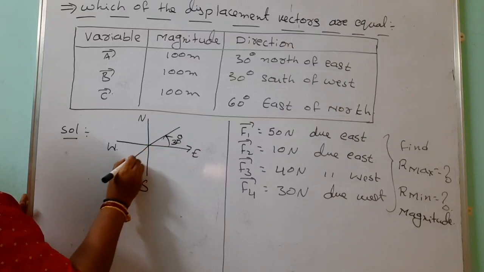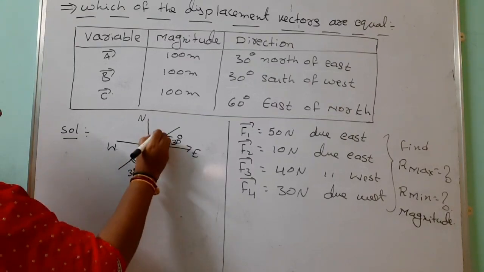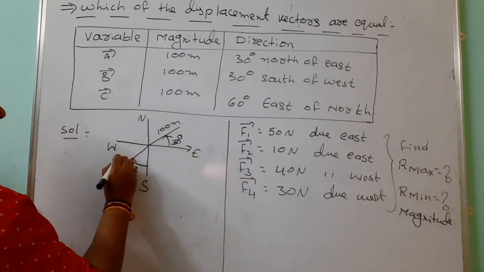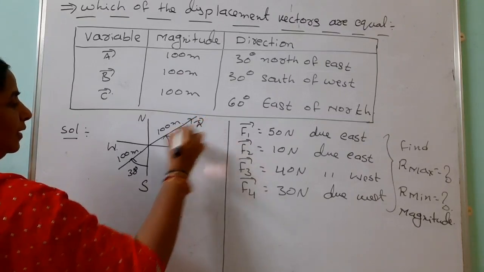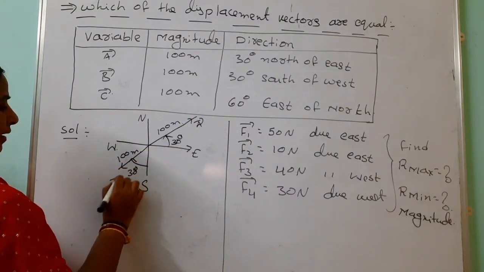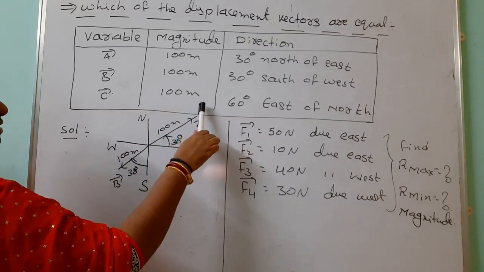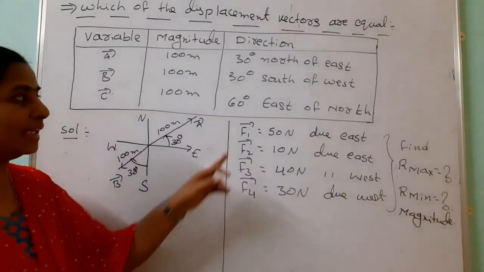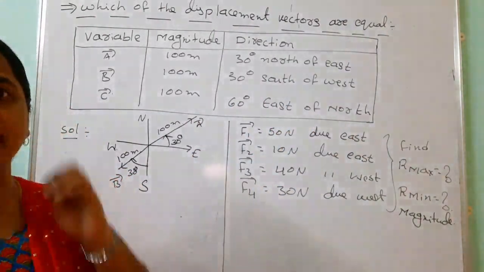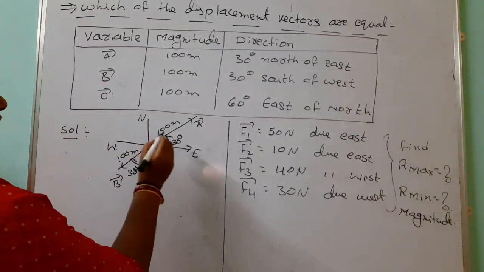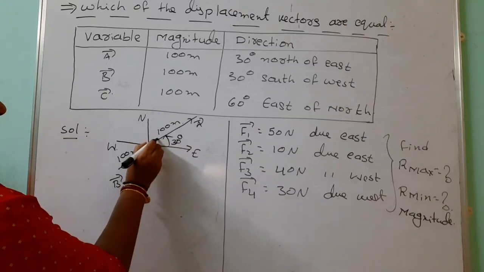See, south of west means this is also 30 degrees. It is also 100 meters and this is also 100 meters. This is A bar, and this is B bar. Then what about the C bar? Look here, the C bar magnitude is also the same, that is 100 meters. But the given data is 16 degrees east of north. So we can take it, 16 degrees east of north means like this.